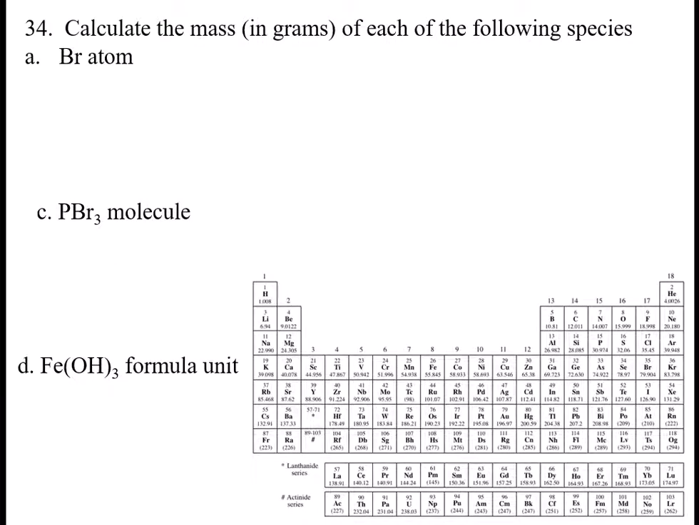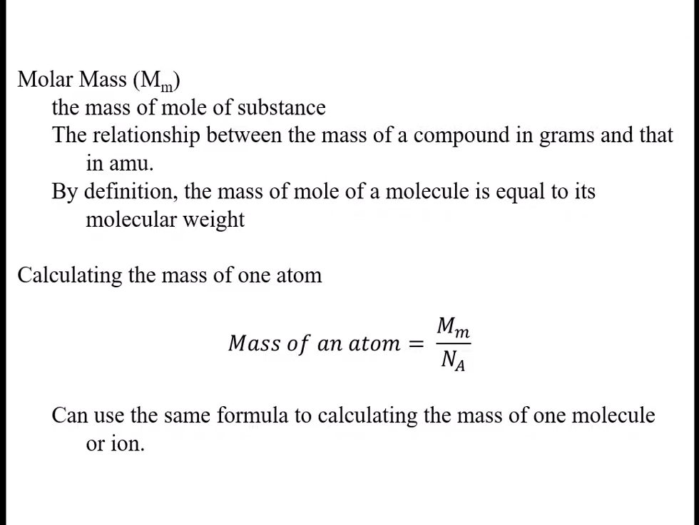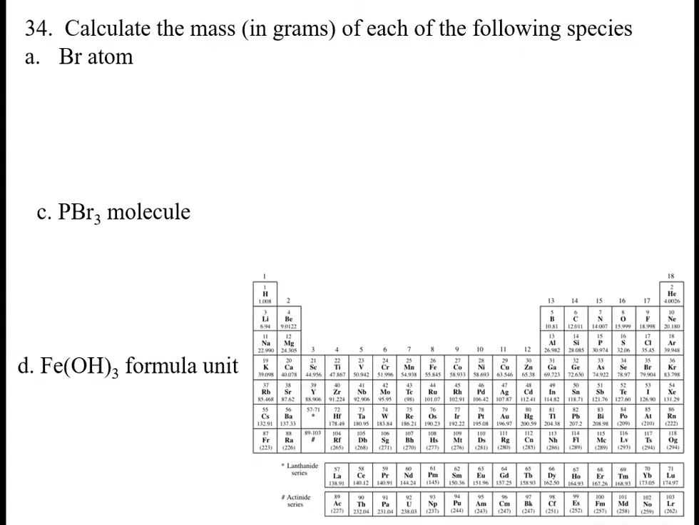Okay? So it says calculate the mass in grams of each species. Alright, so we're going to use this formula here: the molar mass divided by Avogadro's number. So the molar mass of bromine is right here, 79.90. So the mass is 79.90 divided by 6.02 times 10 to the 23rd.